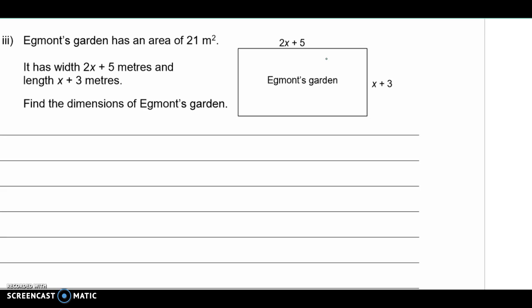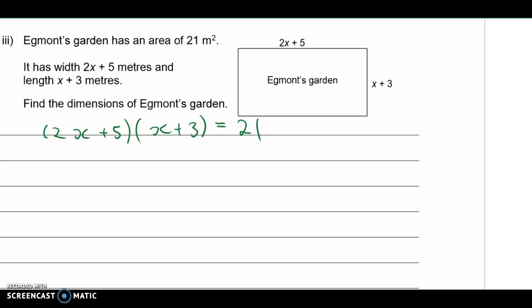So, we know what the area is, and in terms of the sides we've been given, the area would be 2x plus 5, so just what we did before, times x plus 3. But this time we know that it equals 21. So now I've got an equation.